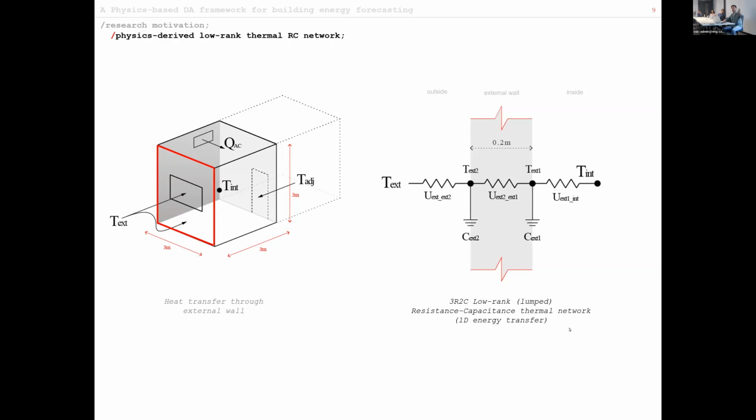The resistor on the left-hand side represents the convective transfer from the external temperature to the facade of the wall, and then the actual conduction through the wall. The resistor on the right-hand side represents the convection, the exchange between the surface of the wall on the inside and the internal side of the room. Now, this is just a simple one-dimensional example which I will carry through the work.